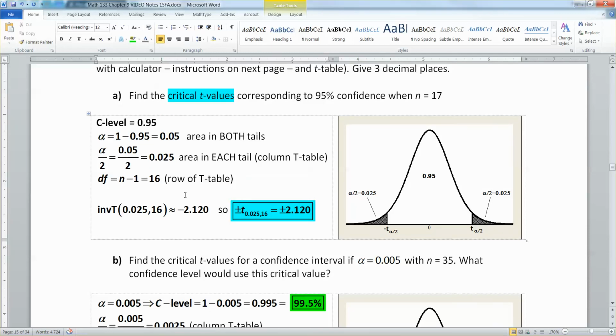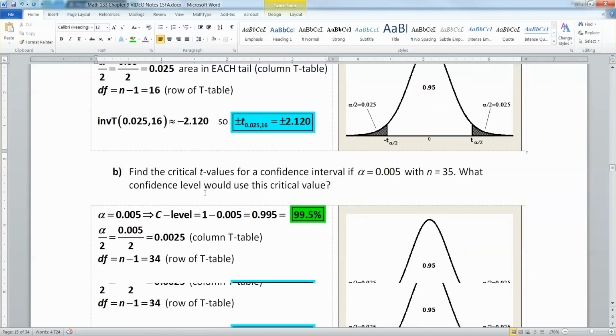Keep in mind, if you have a TI-83 or an 84 that wasn't upgraded, you're not going to be able to do the inverse T. You're going to have to use the table. But the danger with that is that sometimes I give you ones that aren't in the table and you're stuck. You're going to have to go online and find it or do some other thing, or basically pick the closest value to what you need and hope for the best.